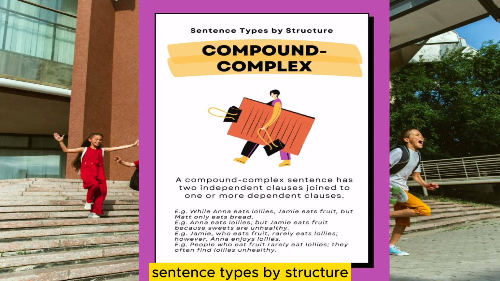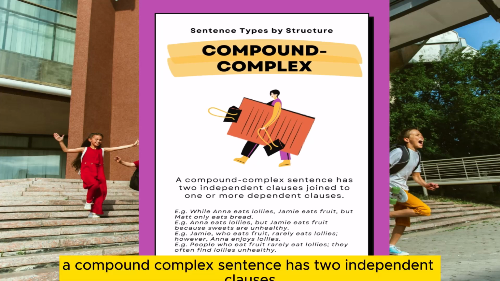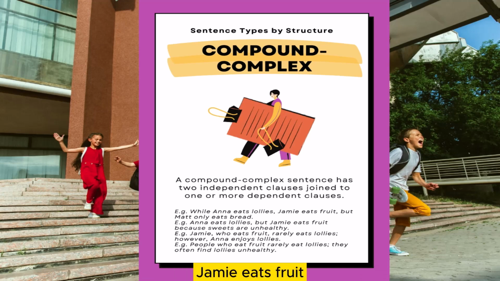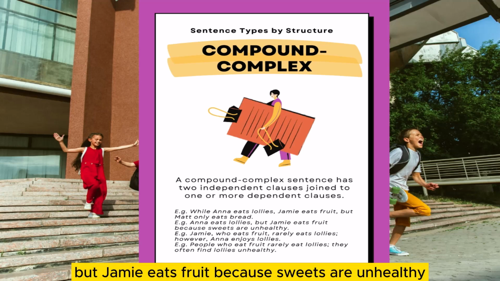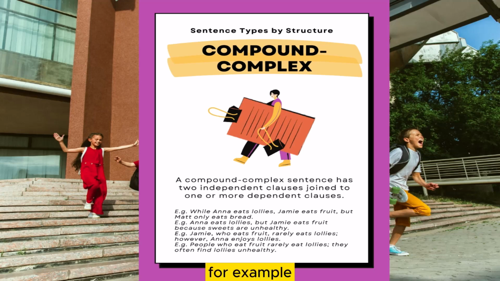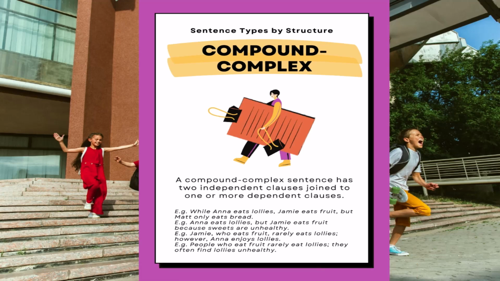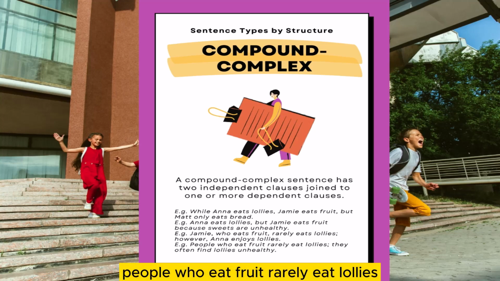Sentence types by structure. Compound complex. A compound complex sentence has two independent clauses joined to one or more dependent clauses. For example, while Anna eats lollies, Jamie eats fruit, but Matt only eats bread. For example, Anna eats lollies, but Jamie eats fruit, because sweets are unhealthy. For example, Jamie, who eats fruit, rarely eats lollies. However, Anna enjoys lollies. For example, people who eat fruit rarely eat lollies. They often find lollies unhealthy.